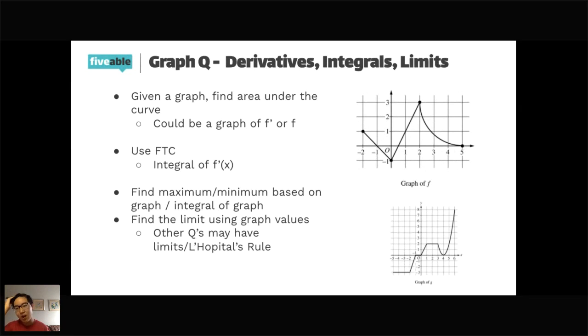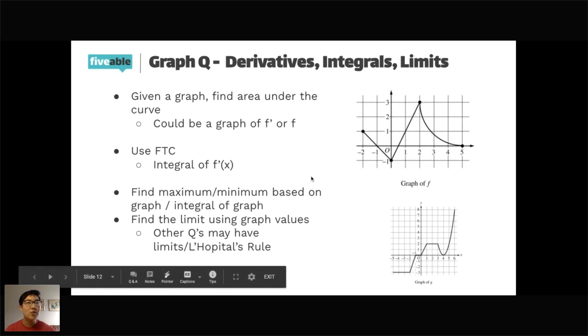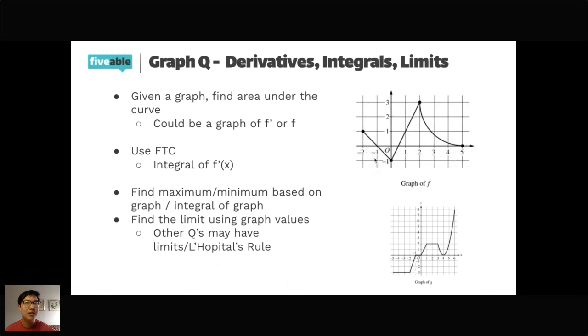If they give an F prime graph, could they ask for the area of F? I think more so what they could do is say, what would F of 3 be? If they give you a graph of F prime, let's say this is the graph of F prime, they could say, what is F of 5 per se? I'd have to think about that. Give me like 5 seconds, and then I have to sort it out in my brain, and I'll answer that question.